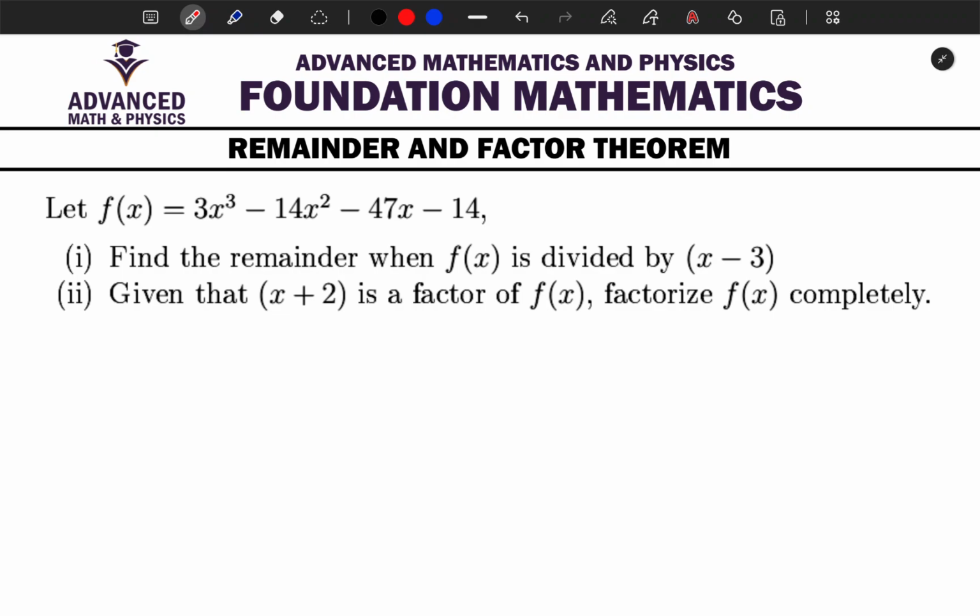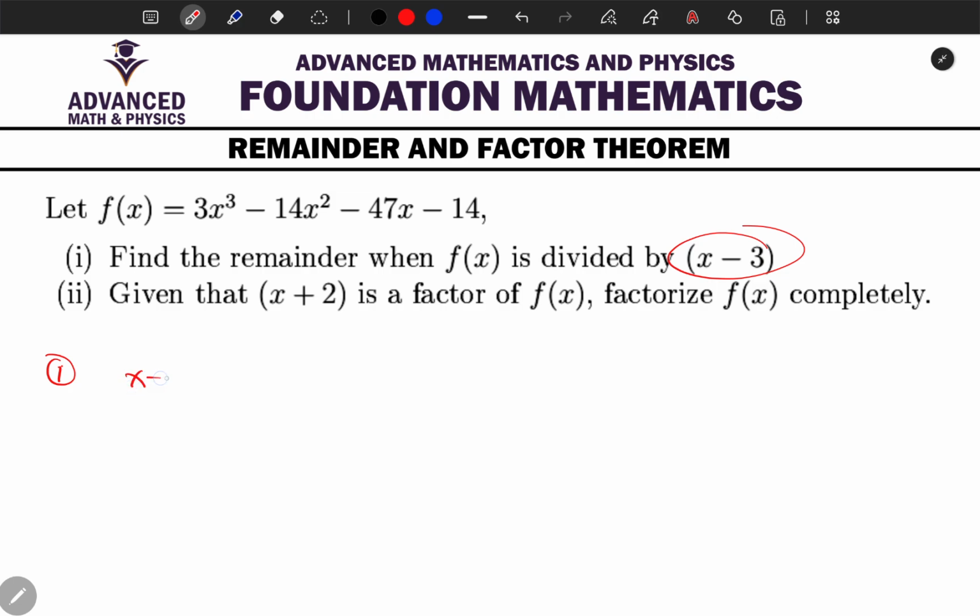Find the remainder when f of x is divided by x minus 3, and given that x plus 2 is a factor of f of x, factorize f of x completely. Okay, all you have to do is that if you are given a function in that manner and you are asked to find the remainder given the factor, right?